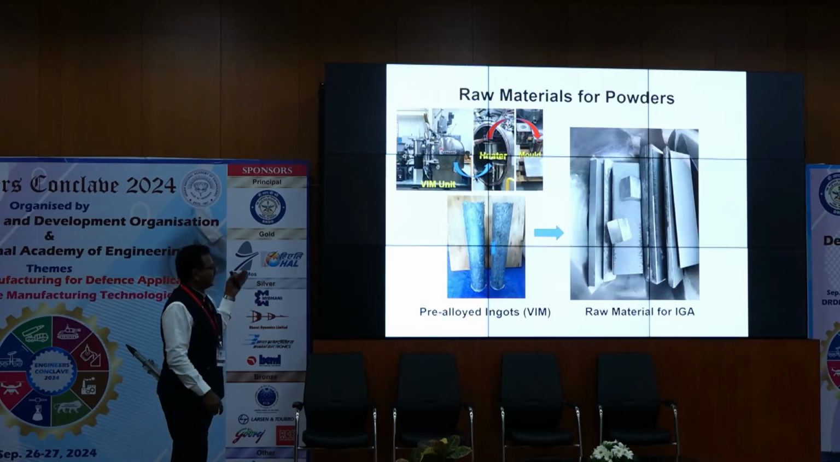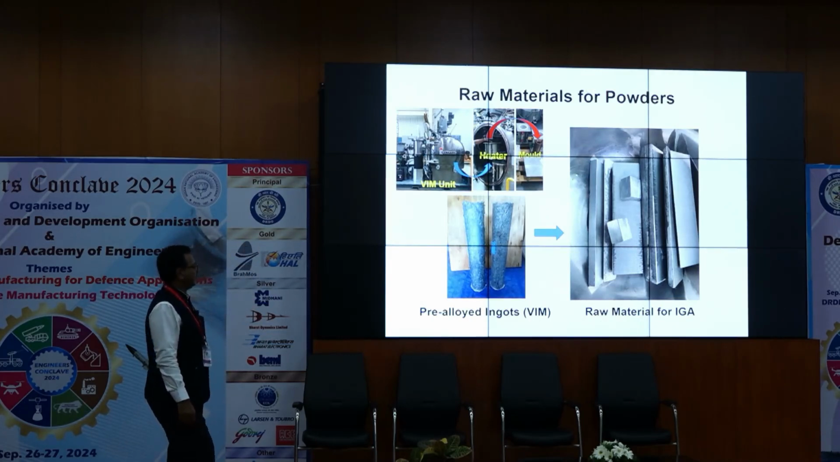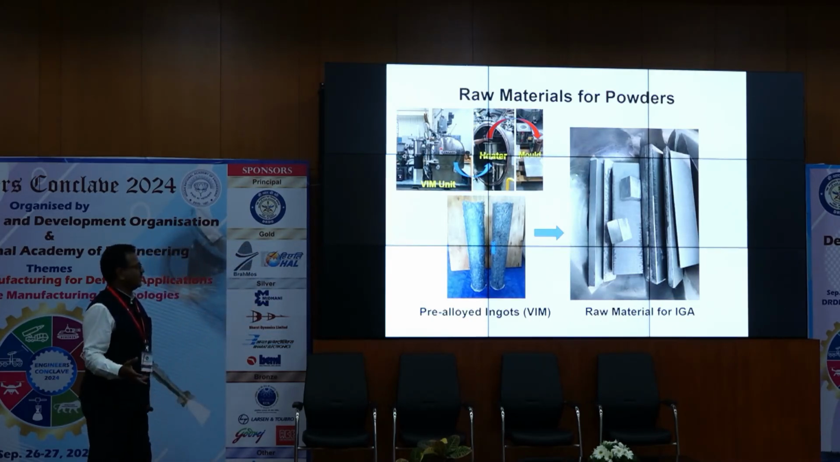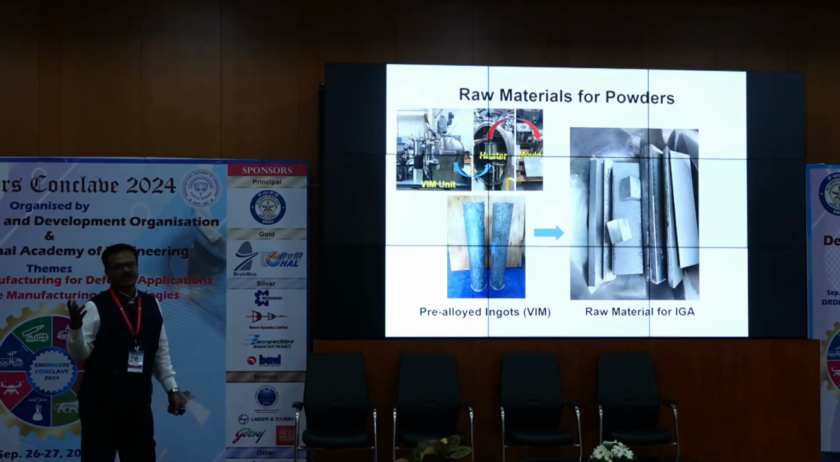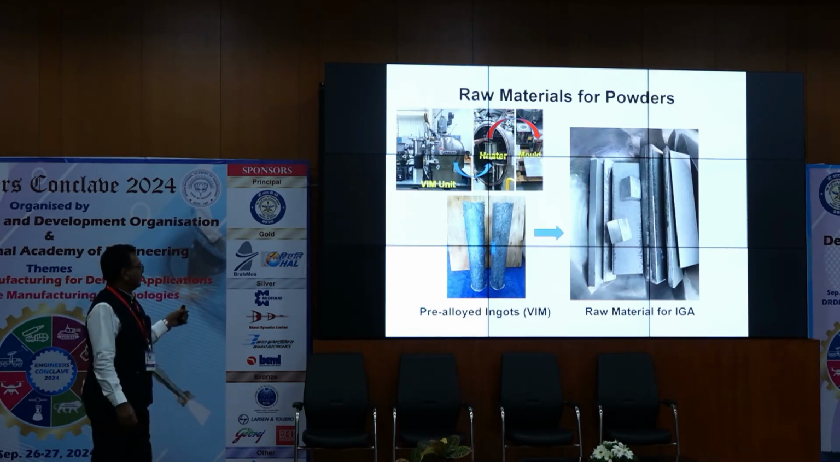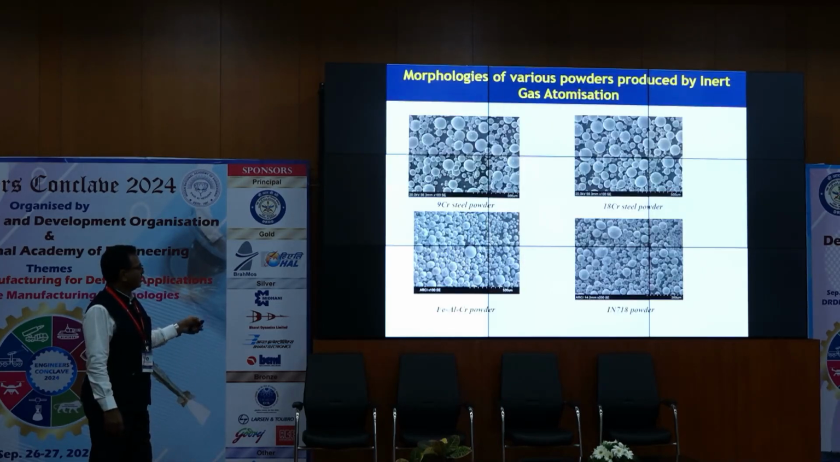We also have vacuum induction melting, so we can make alloys which are designed by us. Otherwise, conventional alloys we buy, and most of the alloys are supplied by Vidani. These ingots are the feedstock to my atomizer. Typical morphologies of the powders we get are 9 chrome, iron, aluminum, chromium, 18 chrome, and Inconel 718 powders. You can see they are very clean, with very few satellite particles.